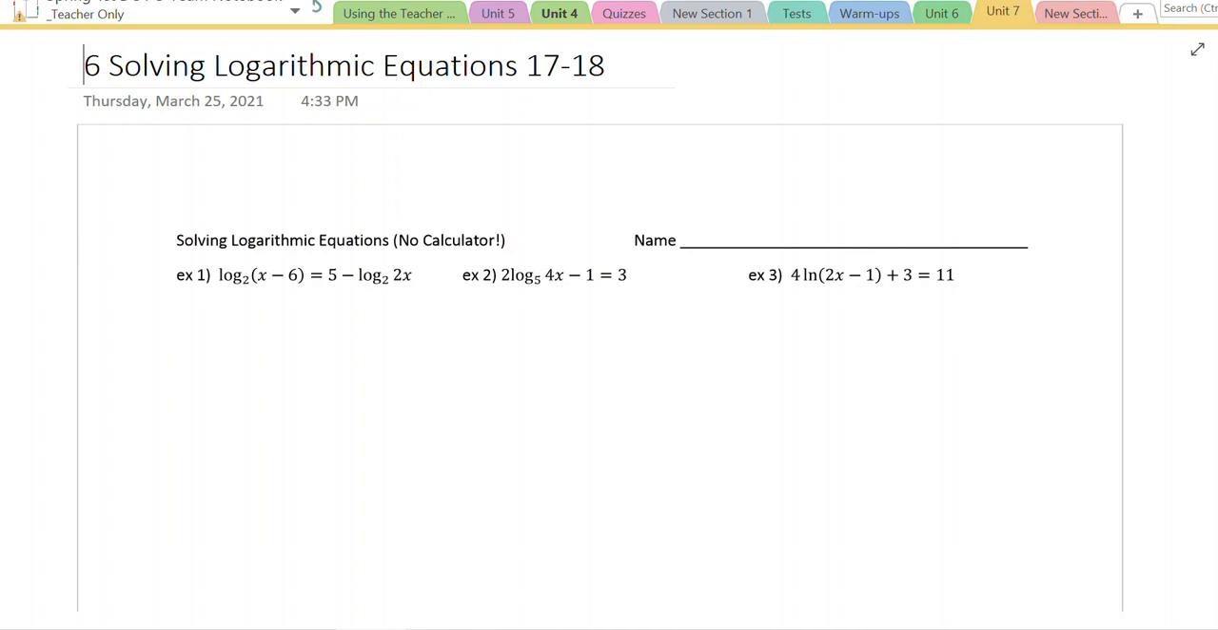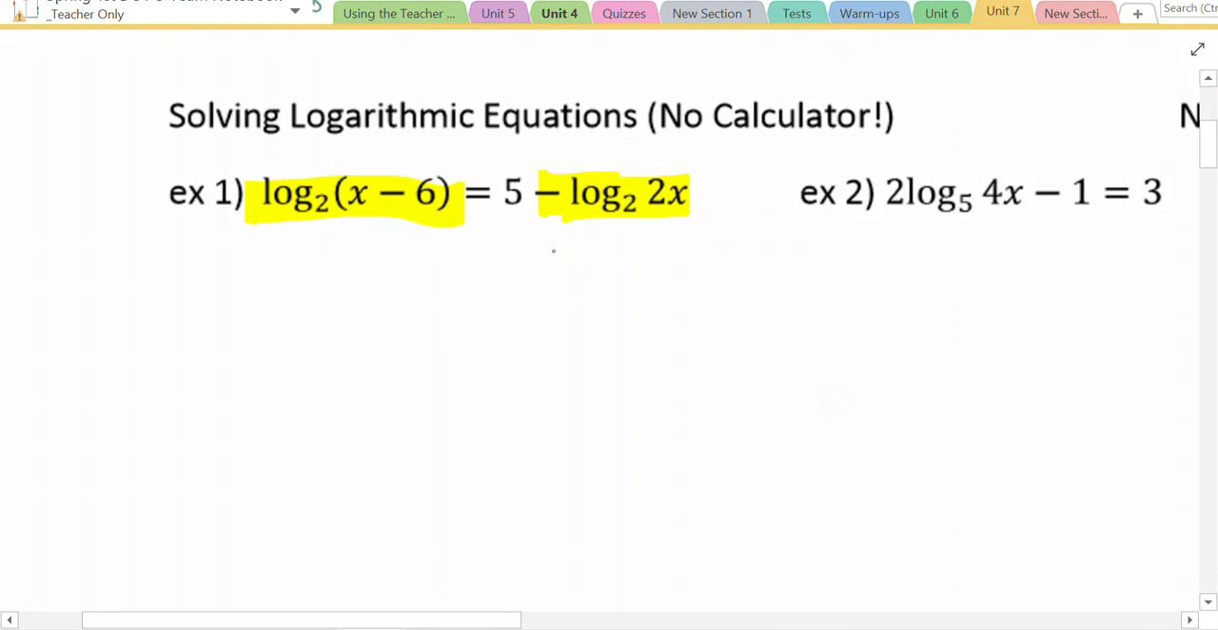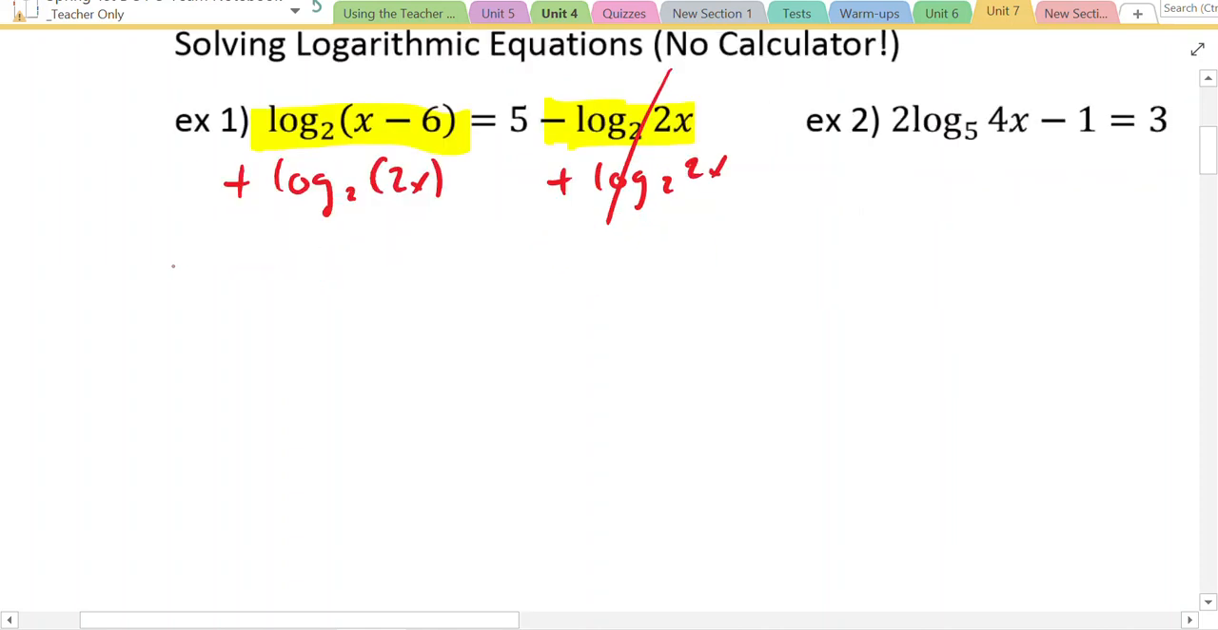So the first thing you always do is you look at it and you go, okay, I need to really get the logs on one side. I want to get them all the same side. So the first thing we're going to do is add the log base 2 of 2x to both sides. Now you can't add the two things together, but we can use log properties. So that cancels out.